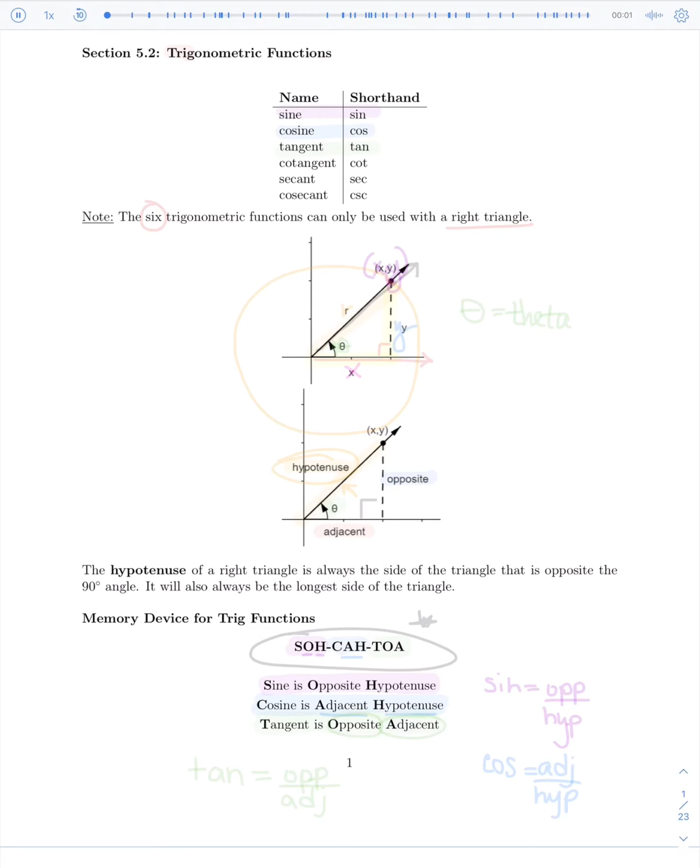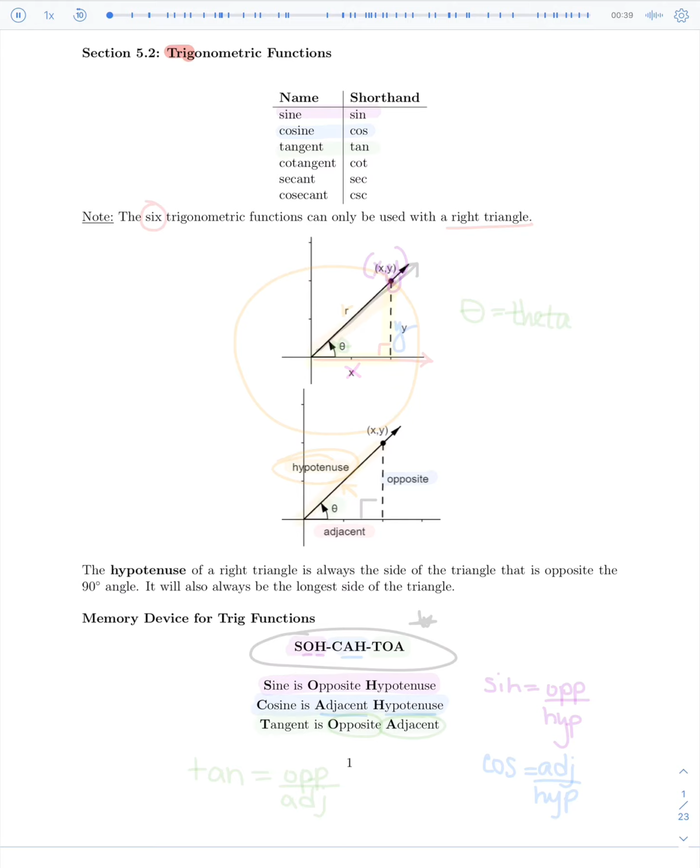Okay, in section 5.2, we're going to get into really what we consider trigonometry. When we get into trigonometry, the first thing that we start seeing is what are called trig functions. The long way of saying it is trigonometric functions, but we usually just shorten it to trig functions. And there's 6 main trig functions. However, there's really only 3 main trig functions. The other 3 are just slight alterations on the other 3.